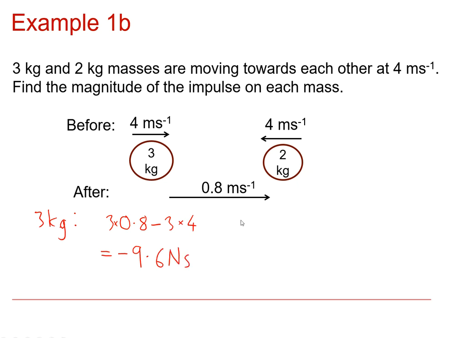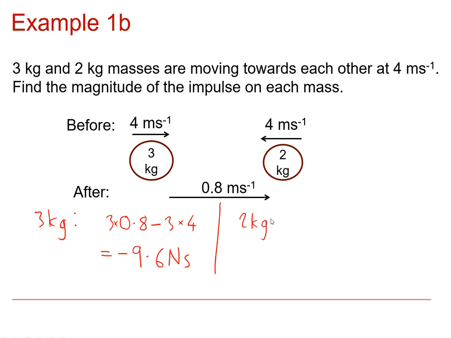So defining right as being positive, then this is negative. That means that the impulse acting on this thing is directed to the left, which sort of makes sense because it's moving to the right to begin with, and then after the collision it's moving to the right a bit more slowly. So to do that, it must have been pushed in a leftward direction in order to slow it down. Now then, for the 2 kilogram mass, we do a similar thing.